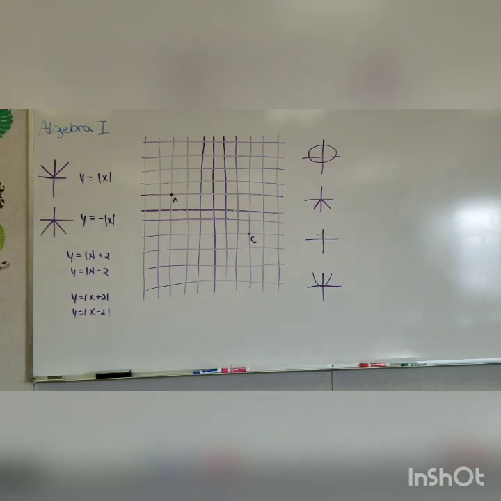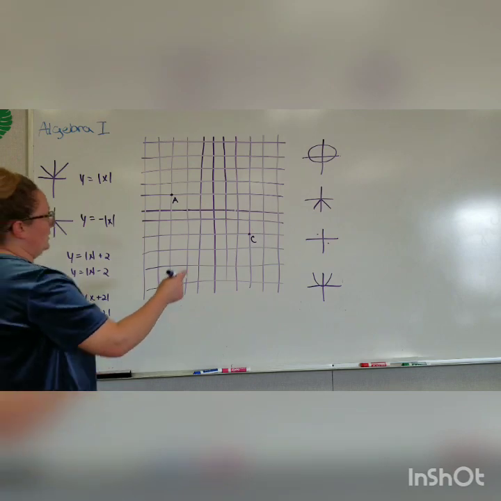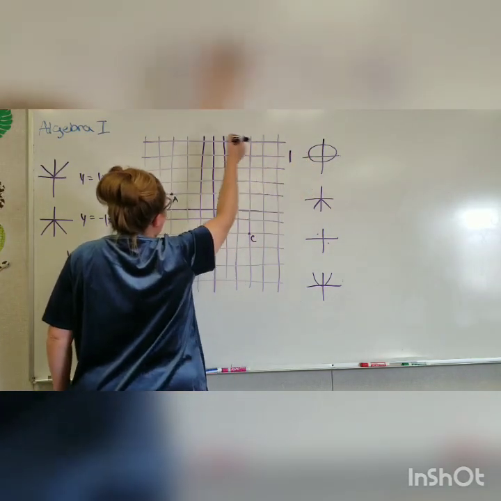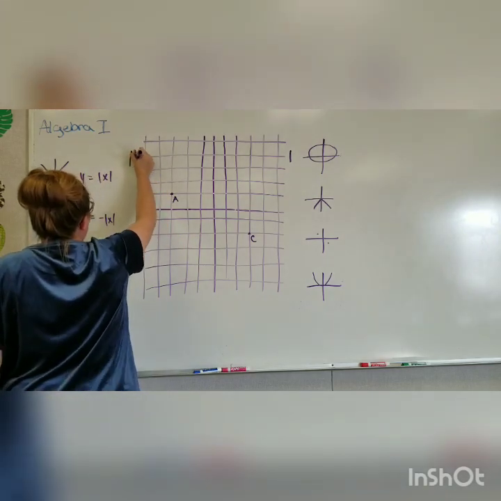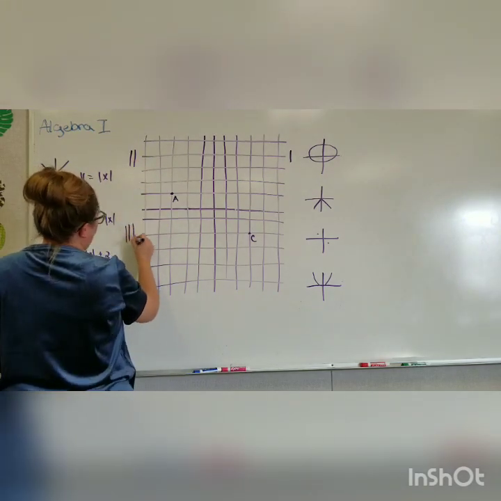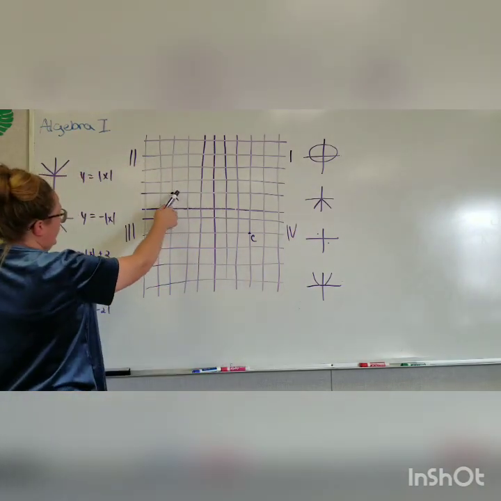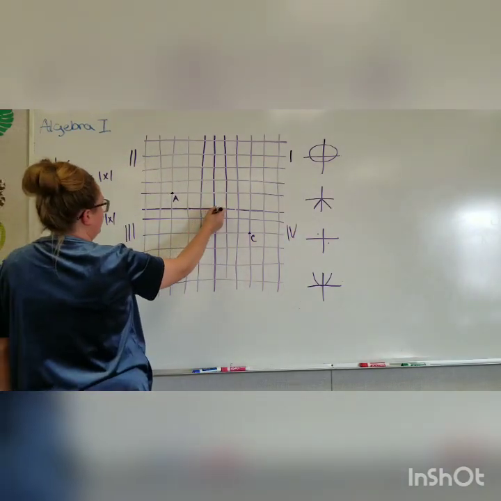Problem number 1, they ask you, point A is located in which quadrant? For your quadrants on your graph, you start at the top right corner, that's quadrant 1, and then you move clockwise. This one's quadrant 2, this is quadrant 3, and this is quadrant 4 over here. So A is located in quadrant 2.